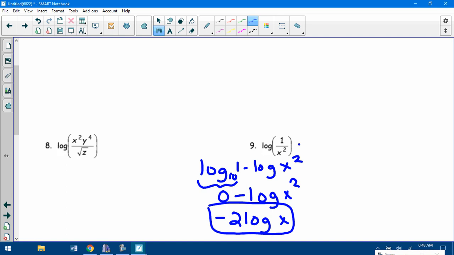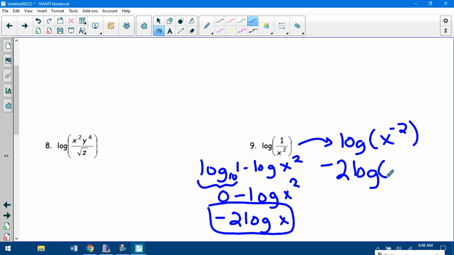The other way I saw it, which I really liked, someone said, okay, well, this is the same as log of x to the negative second power. That's very smart. Exactly right. Because we can always rewrite a fraction with a negative exponent. Then I would just bring the negative 2 out front. Negative 2 log x. Done. Love it.